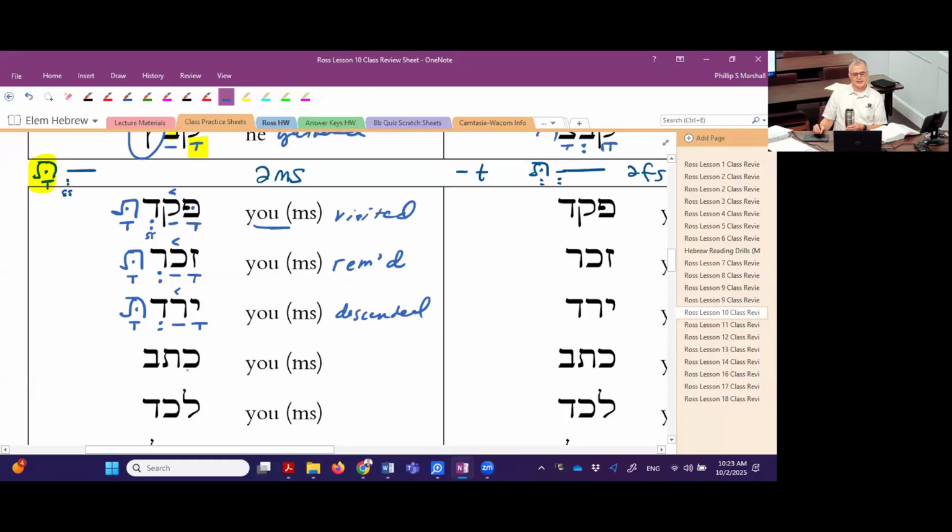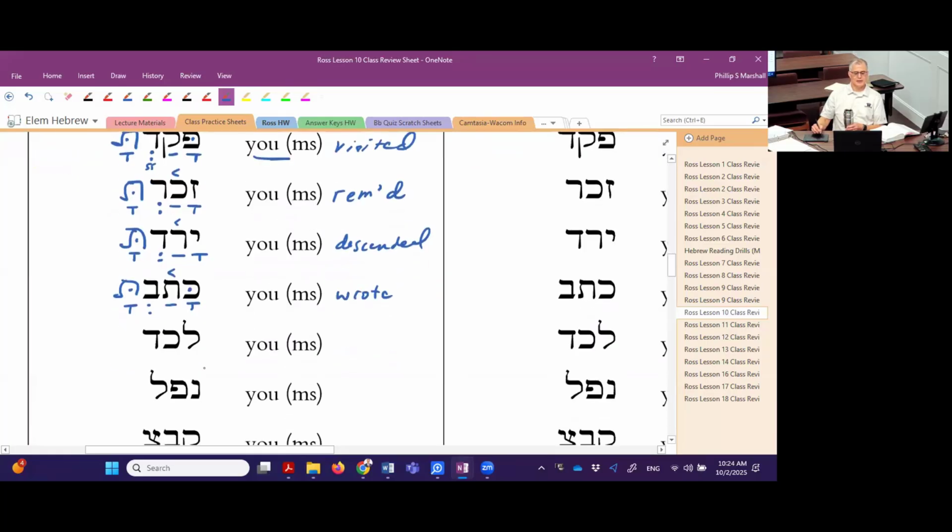Katav. How should that sound? Katavta. That's right. So here we can go ahead and write everything in. Long A, short A, silent shva, ta. Am I done? Nope. There are 2 things to add, right? Dagesh lene in the begadkefat letter and accent mark over root 2. Katavta. What's katavta mean? You wrote. Okay.